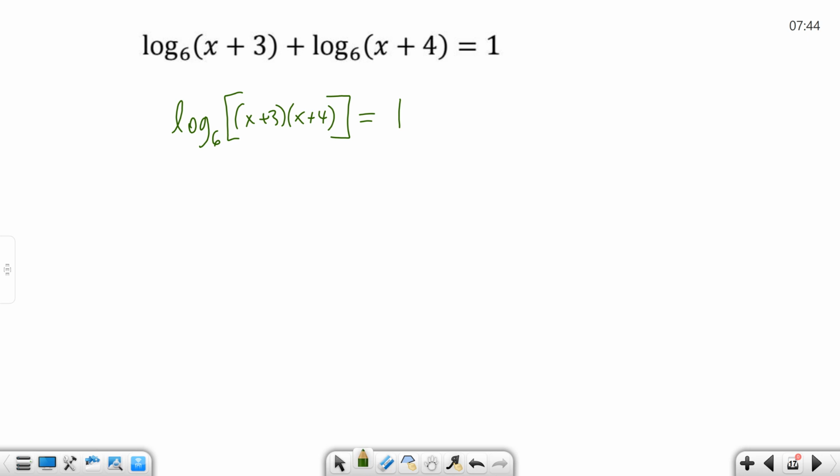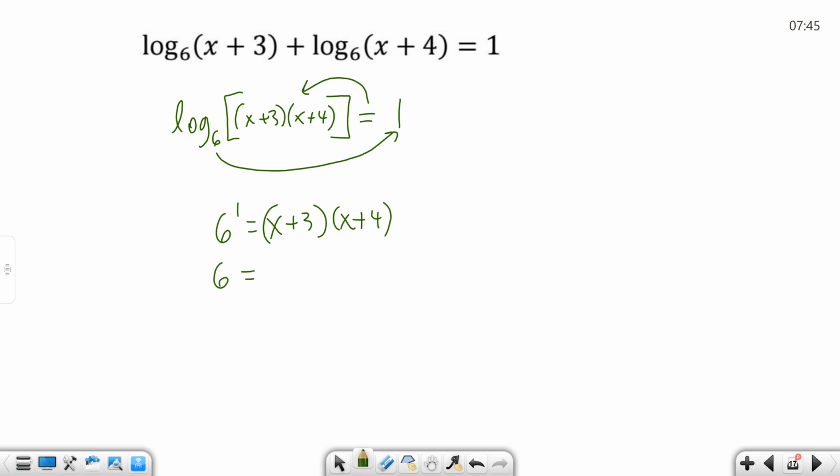So now I have a single logarithm with coefficient 1. And some people say, well, why don't you simplify inside the log? Well, I just said get a single logarithm of coefficient 1, and if I need to multiply this out later in there I will. But right now I need to do this. So 6 to the first power, base to the power equals what's left. So 6 to the first power equals x plus 3 times x plus 4. Now I have to figure out how to solve that. So 6 to the first power is just good old 6.